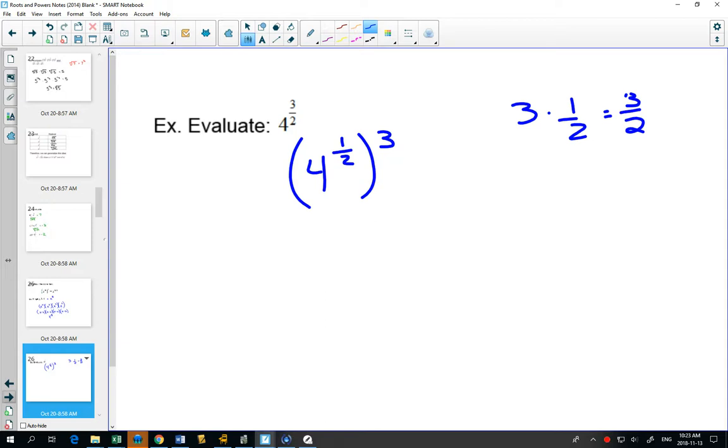But when I write it this way, we can now do our mental math a little bit easier. 4 to the 1/2 is square root of 4. What's the square root of 4? 2. So I could change the inside to be 2, and now I have 2 cubed, which is 8.